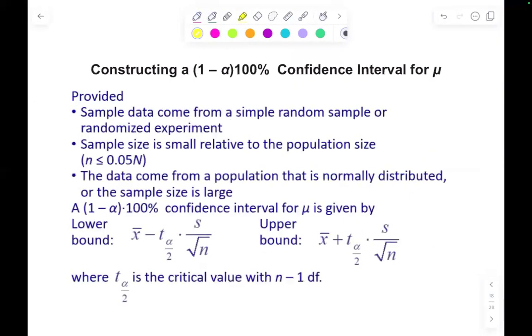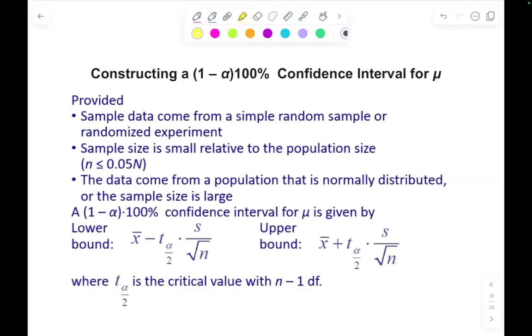All right, so let's talk about our confidence interval for mu. We need to come from a simple random sample or a randomized experiment. Our sample size needs to be less than 5% of the population. Either our population needs to be normally distributed, or the sample size is large. So if the population isn't normal, our sample size needs to be greater than or equal to 30.